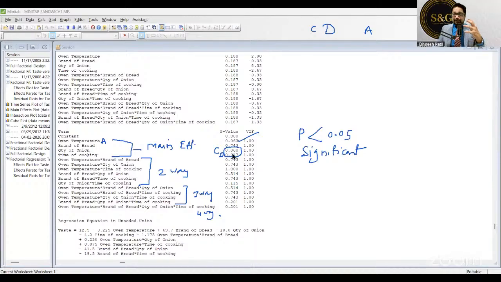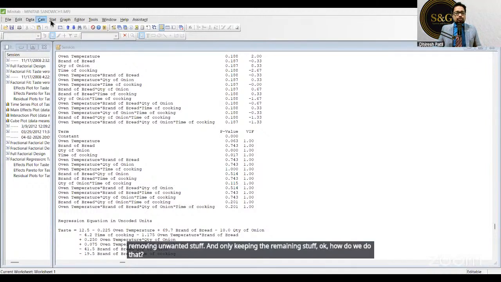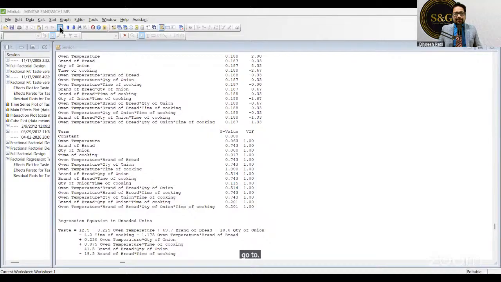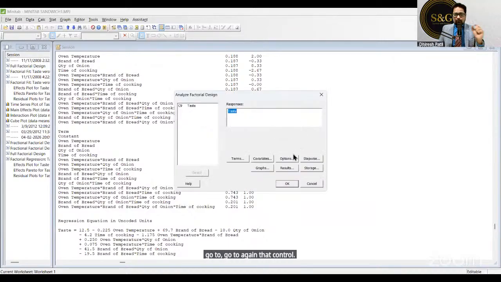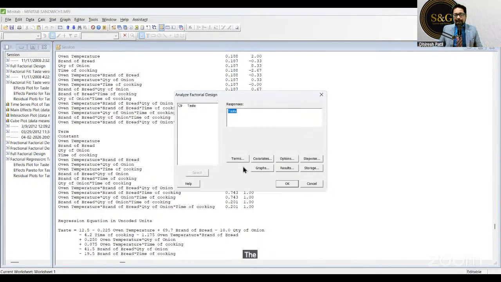Now, then what? The next part is removing unwanted stuff and only keeping the remaining stuff. Okay, how do we do that? Go to that control again, this one. What is that? Control E, which is edit last dialog box. Just go to edit or just press Control E. The dialog box will come, and go to terms now. Terms. Go to terms.